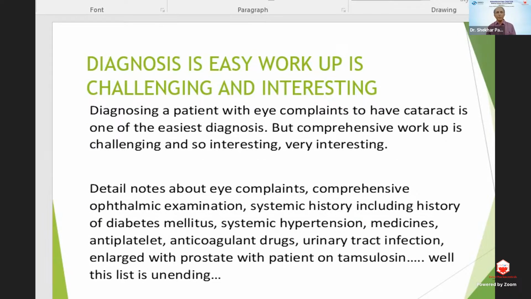Diagnosing a patient with eye complaints to have cataract is one of the easiest diagnoses in ophthalmology. But comprehensive workup is challenging and equally interesting. In fact, very, very interesting. Detailed notes about eye complaint, comprehensive ophthalmic examination, systemic history taking, including history of diabetes mellitus, systemic hypertension, medicines, antiplatelets and anticoagulant drugs, urinary tract infection, enlarged prostate with a patient on tamsulosin. This history-taking list is never-ending.